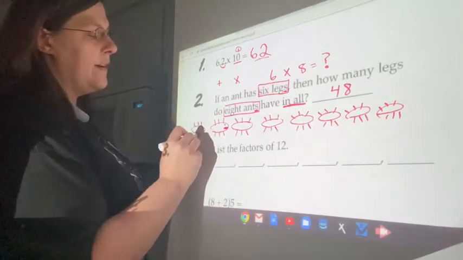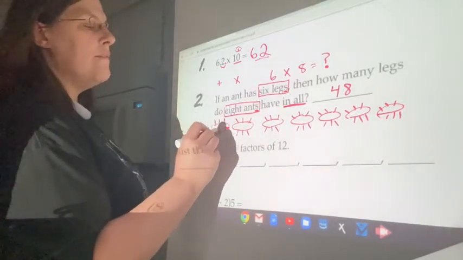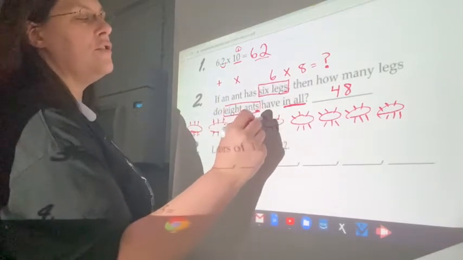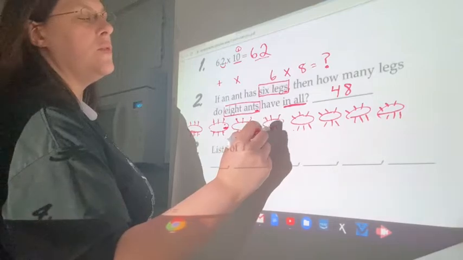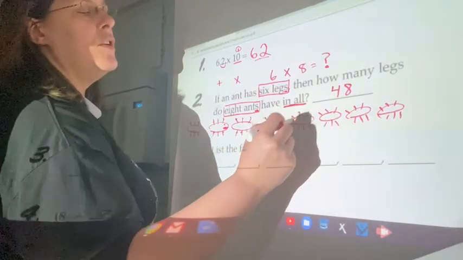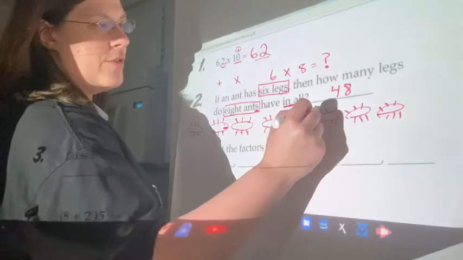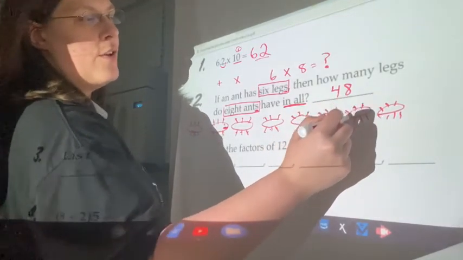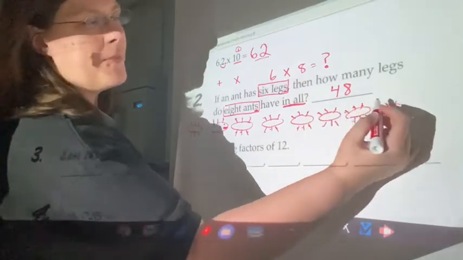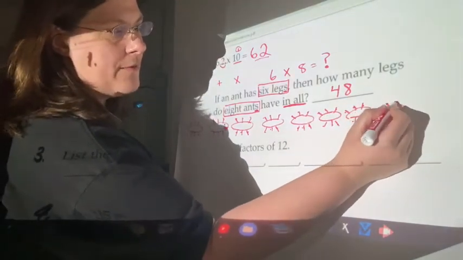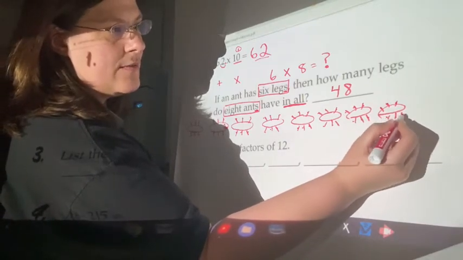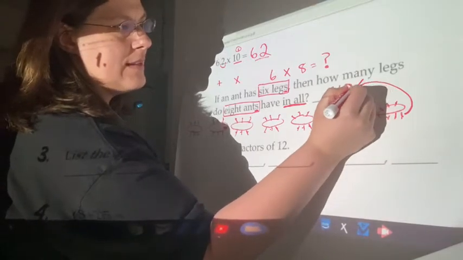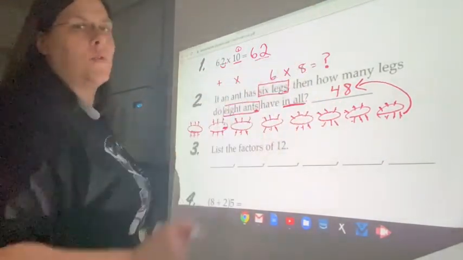1, 2, 3, all the way up through 20, 21 through 40, then 41, 42, 43, 44, 45, 46, 47, 48. So if we add all those legs together and do it visually, we get to 48.